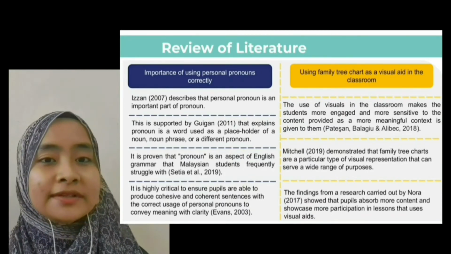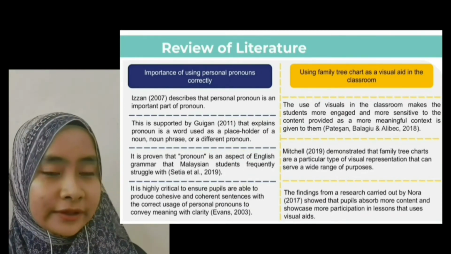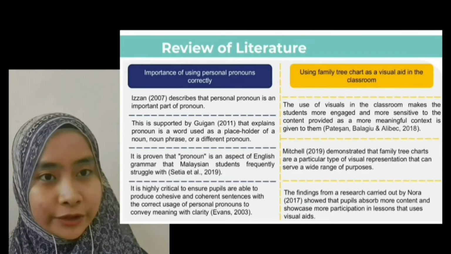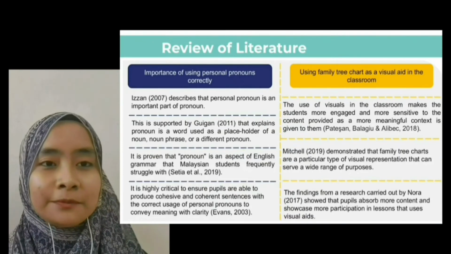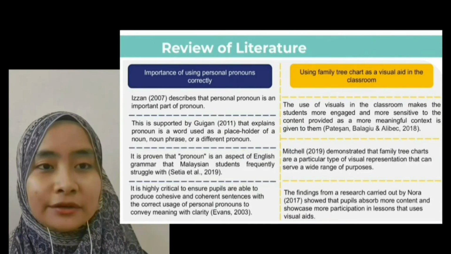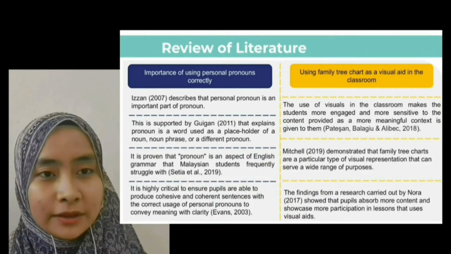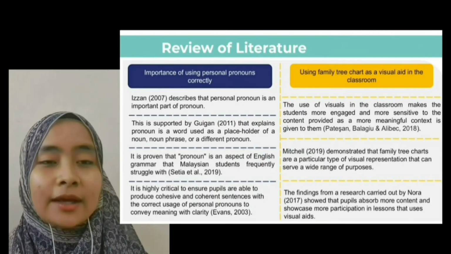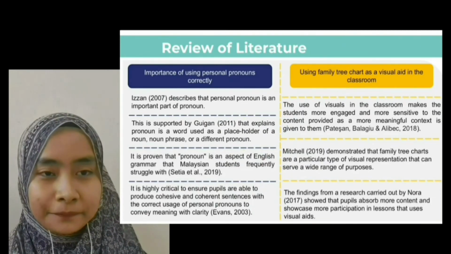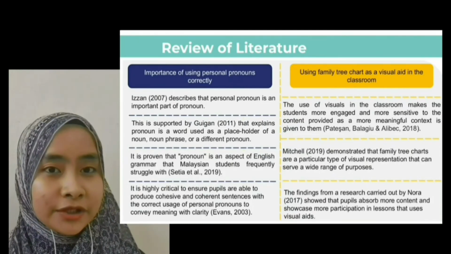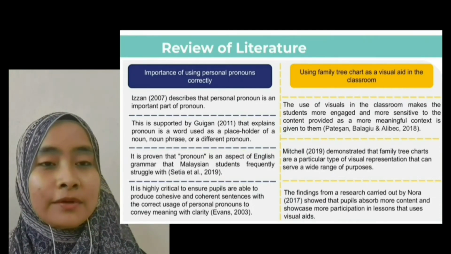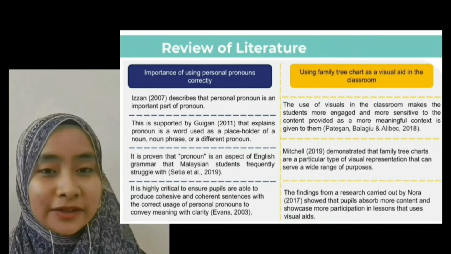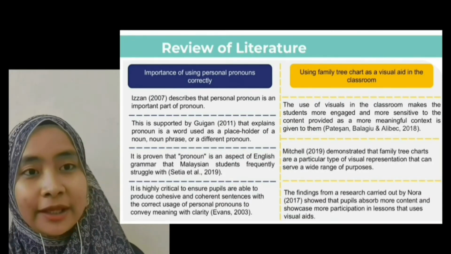This led to the backbone of this study, as according to Evans in 2003, it is highly critical to ensure pupils are able to produce cohesive and coherent sentences with the correct use of personal pronouns to convey meaning with clarity. Reviews of literature have also provided me with concrete reasoning on choosing family tree chart strategy as my intervention in my research.